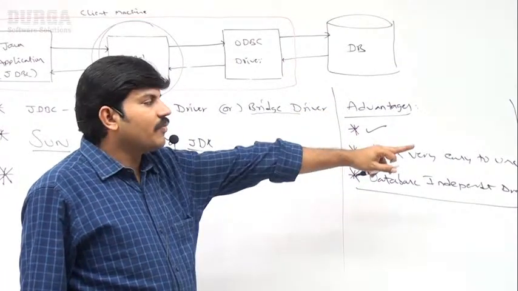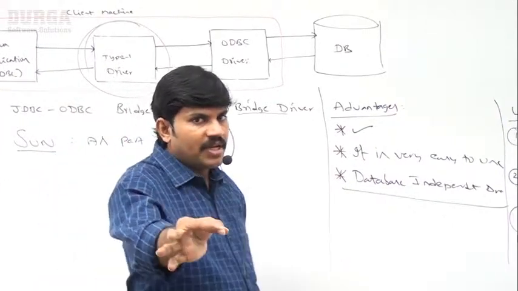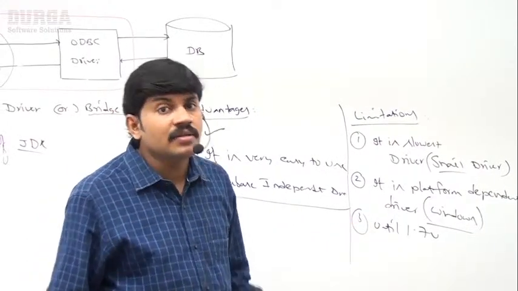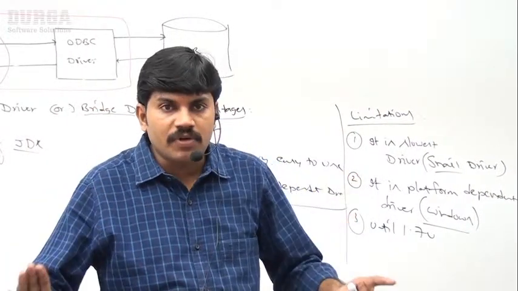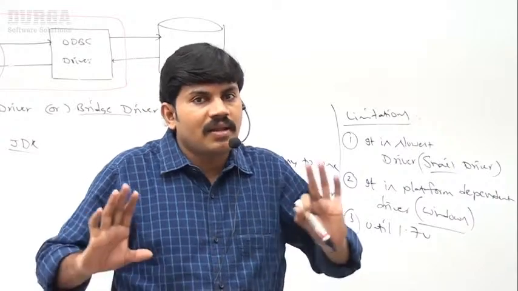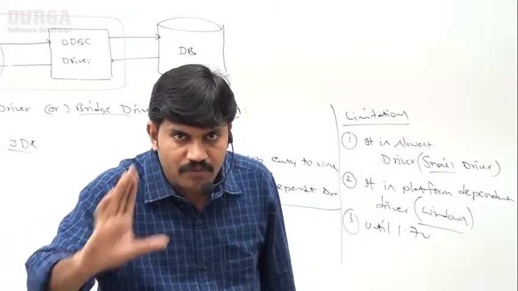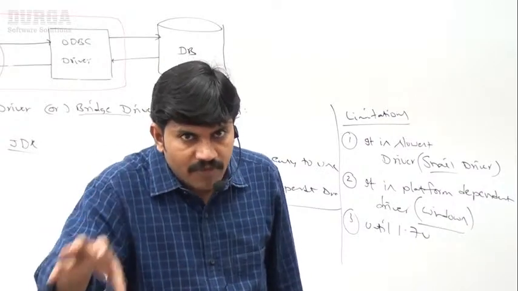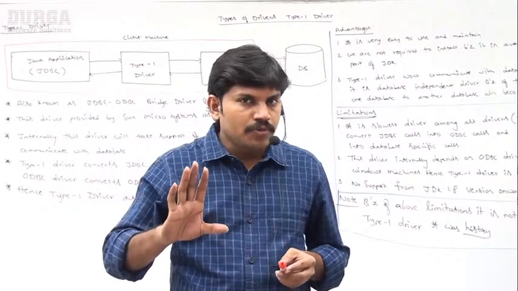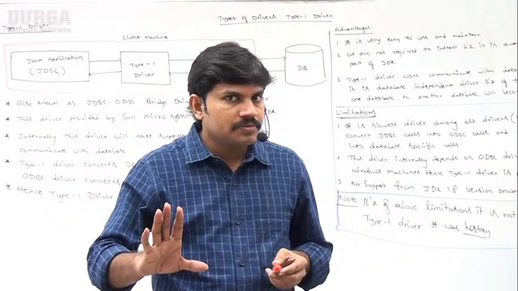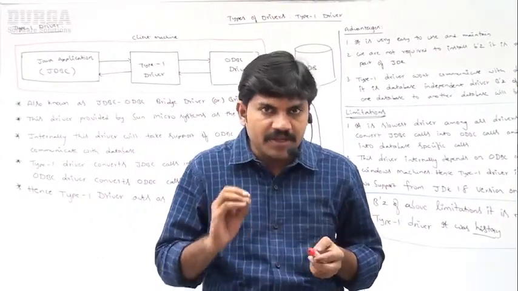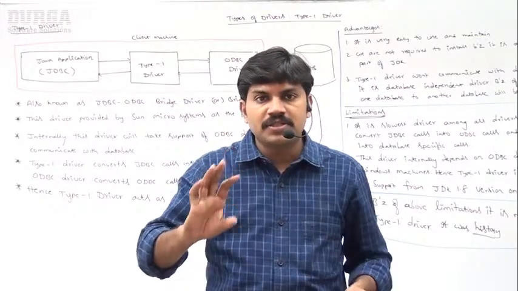But what are the various limitations? It is the slowest driver, and a platform dependent driver, because it is applicable only for Windows machines. Next, this driver is available until the 1.7 version only. From the 1.8 version onwards, this driver is not available. That's why this driver is not at all recommended to use. Everyone can understand, right? What is type 1? What is the architecture? What is the functionality? What are the advantages? What are the limitations? Up to this, we covered the type 1 driver very clearly.